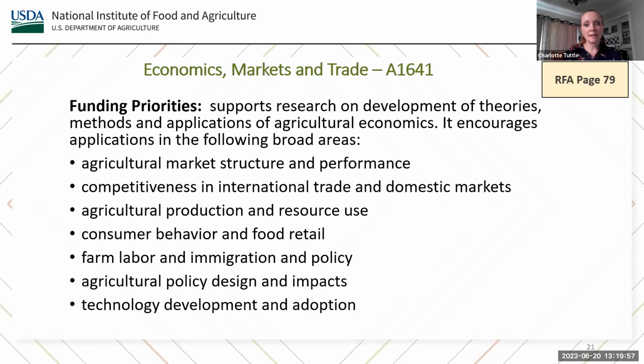So the next program is Economics, Markets, and Trade, A1641. The purpose of economics, markets, and trade is to support research on development of theories, methods, and applications of agricultural economics. So when I talk about A1641, I say that this is the general ag econ program. Topics include agricultural market structure, competitiveness and international trade, ag production and resource use, consumer behavior, food retail and federal nutrition programs, farm labor and immigration policy, agricultural policy design and technological development.